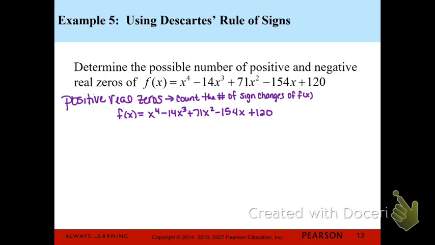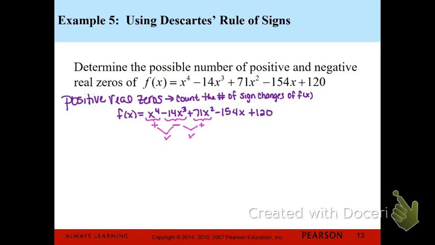All right, so let's go through and look at each term. Tell me, is x to the fourth right here positive or negative? Positive. What about this 14x cubed? Negative. Do you see how it went from positive to negative? That's a sign change. It's going to count. What about the 71x squared? Positive. It went from negative to positive.